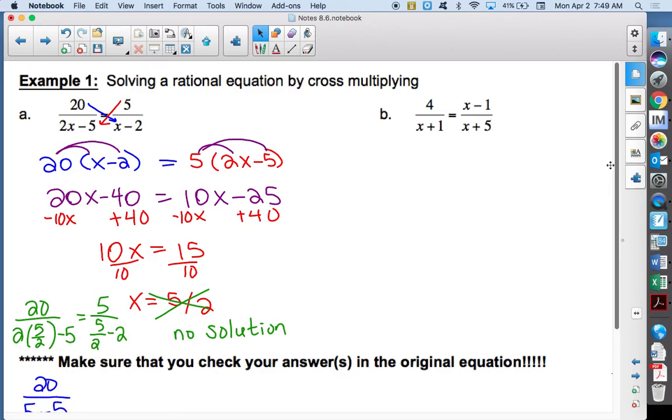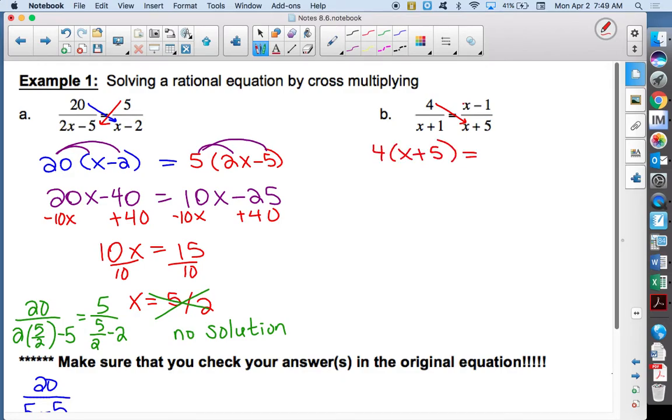So looking at letter B, doing exactly the same steps as we did for letter A, using the cross multiplication. So going across top to the next bottom, we have 4 times x plus 5. And then the same thing, these two are both two-term binomials here. They need to be FOILed together. So x minus 1 times x plus 1. So multiply the 4 through, FOIL the x minus 1 times x plus 1, and that becomes x squared minus 1.